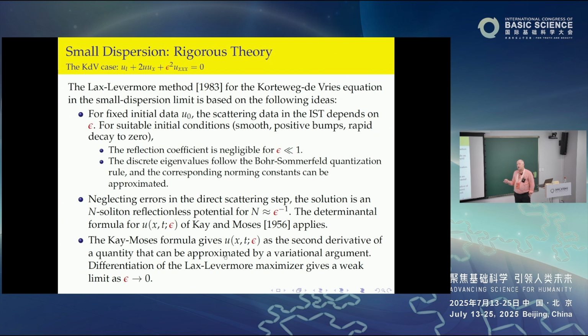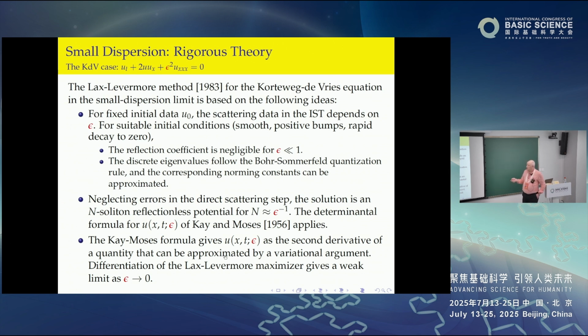But there's also something called discrete spectrum. There are eigenvalues of a Schrodinger operator as it happens, and those discrete eigenvalues obey what's called a Bohr-Sommerfeld quantization rule in the epsilon goes to 0 limit. You should think of it like you have a Schrodinger scattering equation and epsilon is Planck's constant. So when epsilon is very small, you expect lots of bound states, and that's exactly what happens here. You follow the Bohr-Sommerfeld quantization rule, and there are some norming constants on the eigenfunctions that you can also approximate.